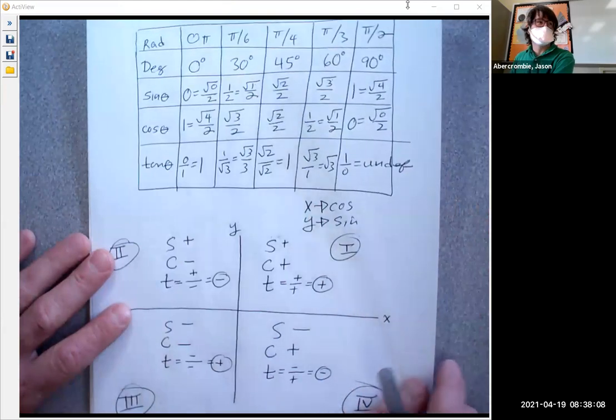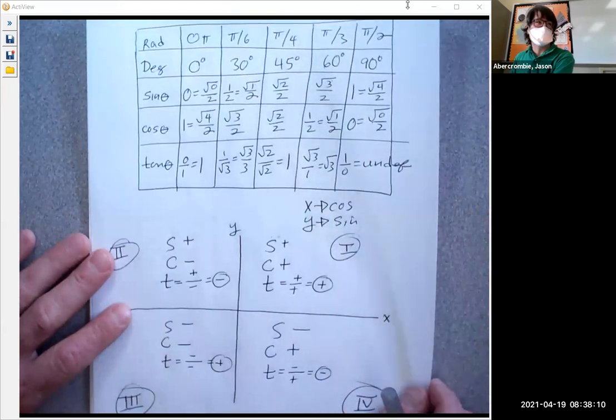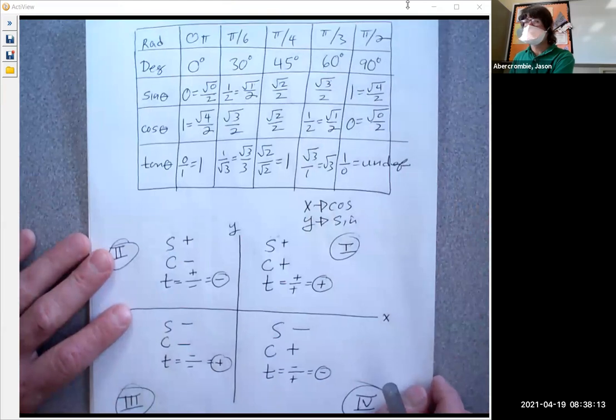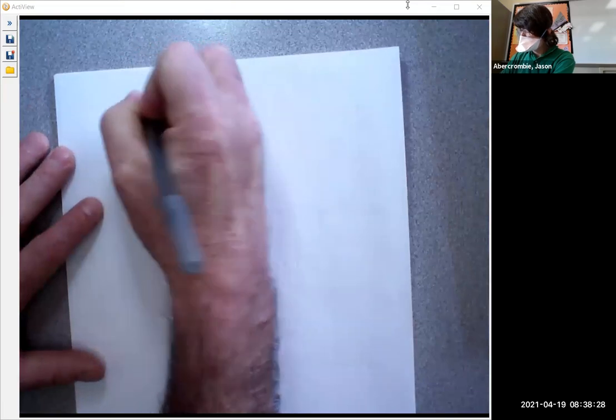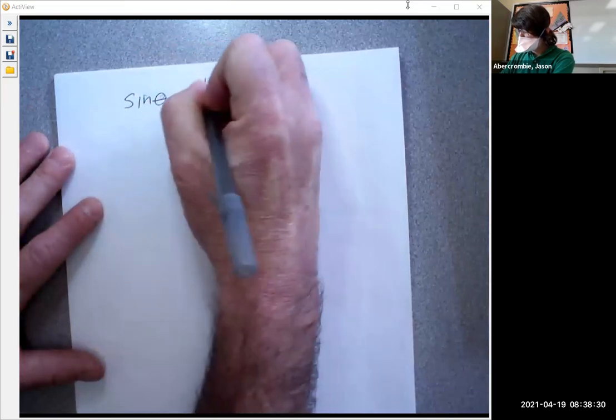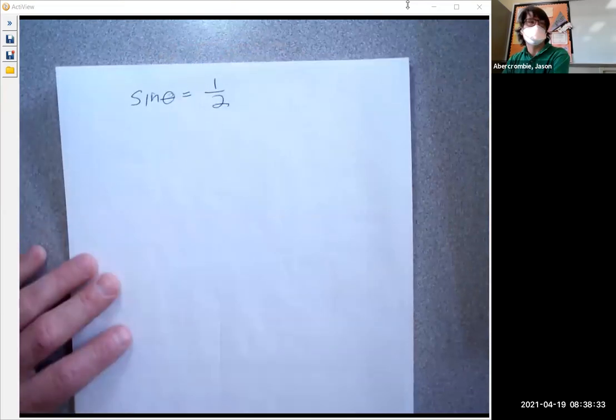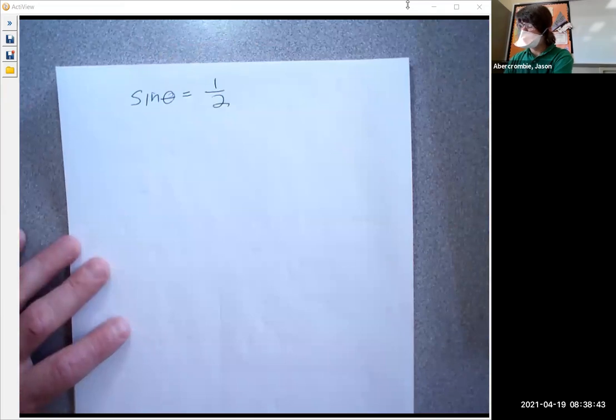Okay, so I want to solve kind of a basic trig equation. How are we doing so far? I want to just start out with a basic trig equation that looks like this. There's really no solving to do here. No algebra to do.